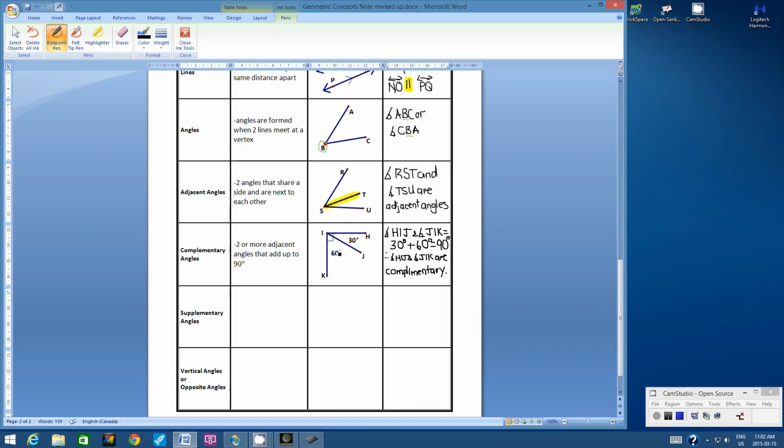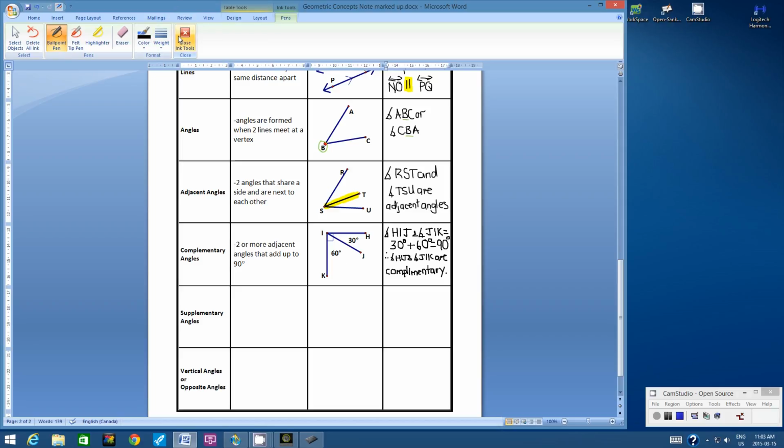So if I were to ask you, well, if one of the angles is 60 degrees, what is its complement? Well, its complement is 30 degrees. And if I gave you 30 degrees and I asked what would its complement be, its complement would be 60 degrees. Okay?